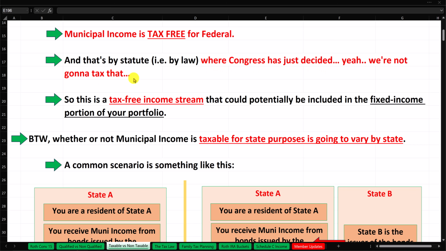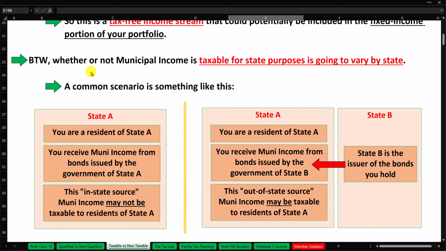Now, municipal income is tax-free for federal, and that's by statute, i.e. by law, where Congress has just decided, yeah, we're just not going to tax that. In other words, the taxability is not based on anything specific to you. It's not based on your facts and circumstances or income thresholds or anything like that. It's just tax-free for everybody. So municipal income is a tax-free income stream that could potentially be included in the fixed income portion of your portfolio. By the way, whether or not municipal income is taxable for state purposes is going to vary by state.